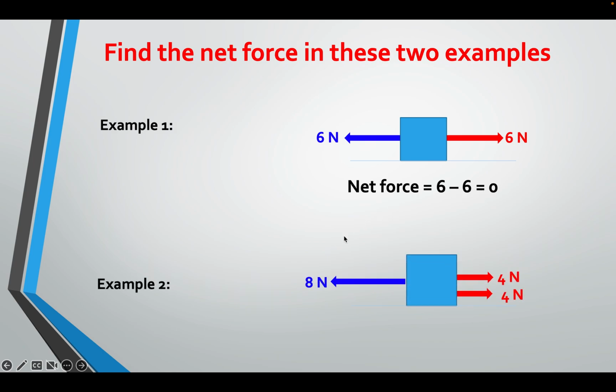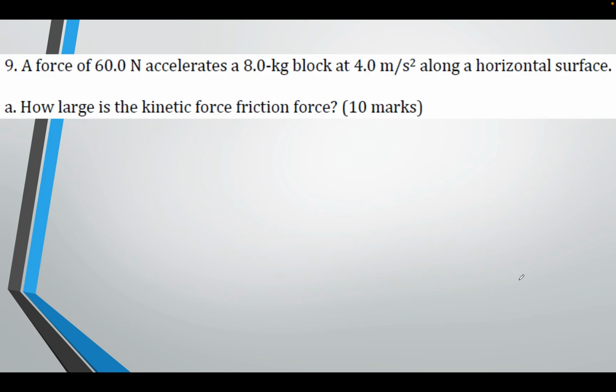If I have another example here, 8 newtons to the left, and then I have 4 and 4 going to the right, two forces. Well, you'll add these up, that'll become 8. 8 minus 8, again, that becomes 0.